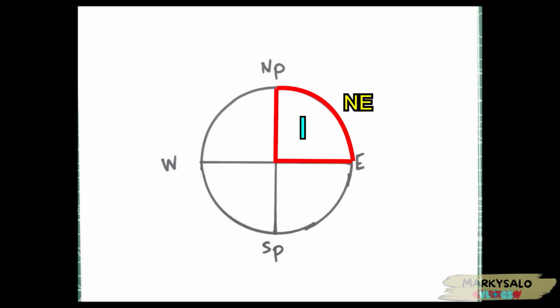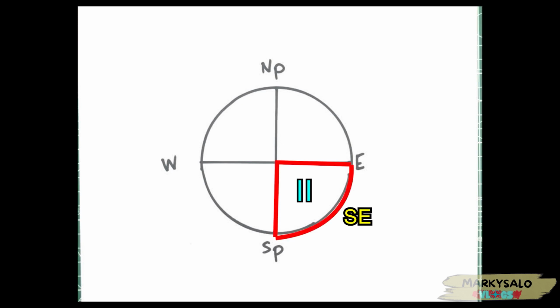The first quadrant has a northeast component, or northeasterly name, meaning if the given latitude is north and the given longitude is east, we simply plot it here in the first quadrant.